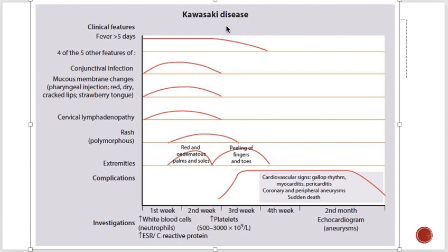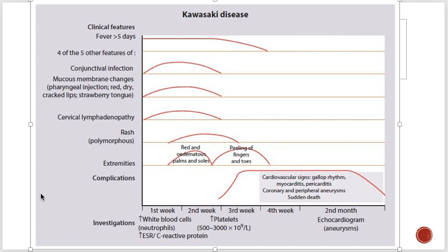We diagnose it by this one. It's a clinical diagnosis. So the diagnosis will be made clinically. If you find fever of greater than 5 days and 4 out of these 5 features, the diagnosis is done. Okay, there is one condition which is called atypical Kawasaki disease. For example, if there is fever for more than 5 days, but 2 to 3 criteria are met, not 4, we call it atypical Kawasaki disease. In that one, we go for further investigations. Okay, understand? That is called atypical Kawasaki disease. Okay, guys.